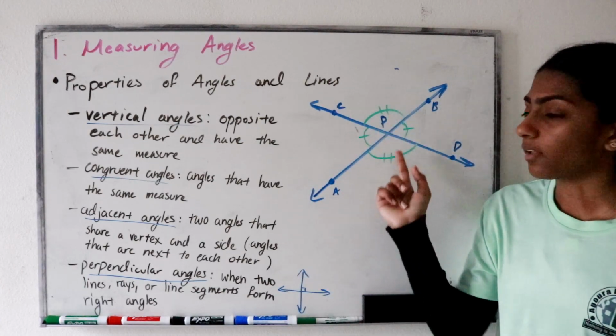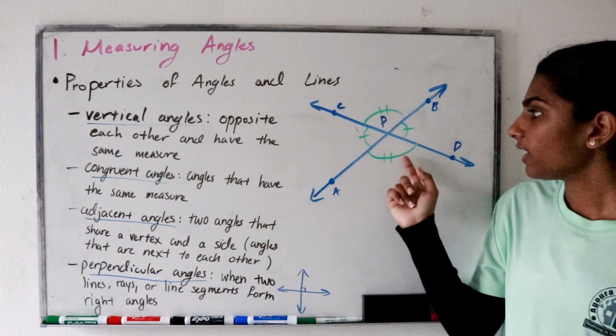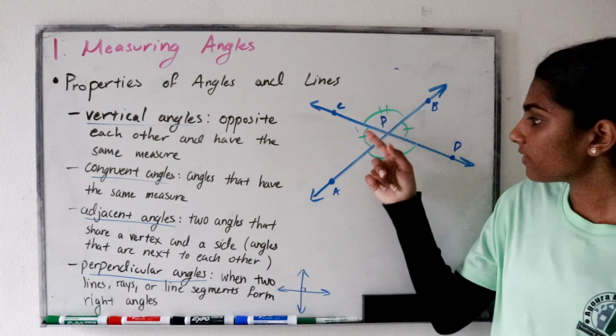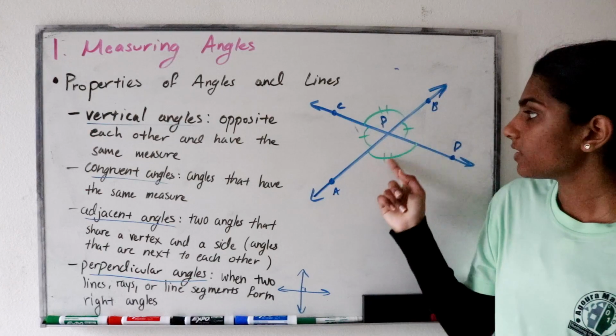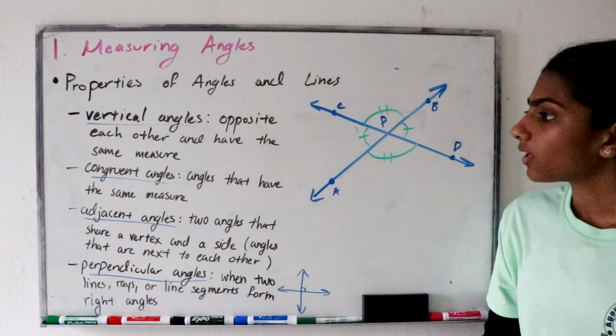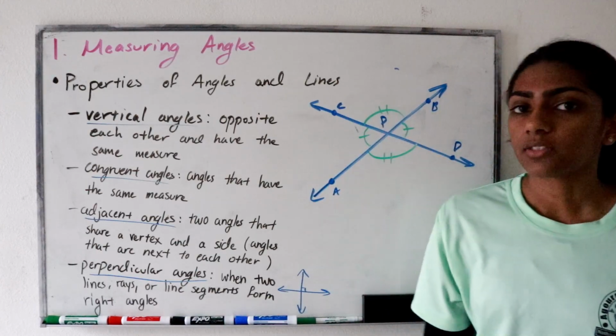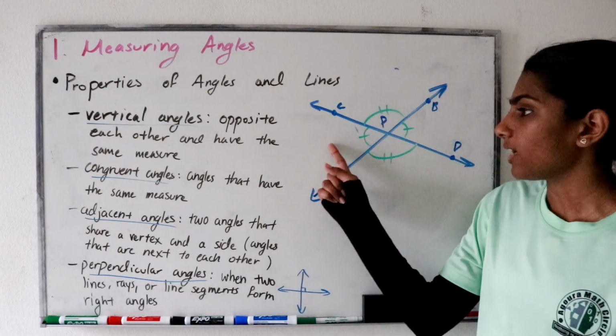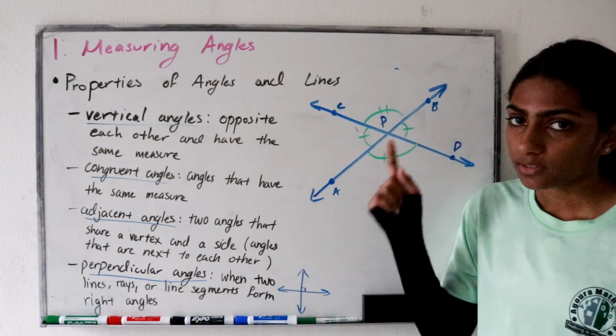Also, these 2 angles right here are opposite each other, so they have the same measure. Now they might not have the same measure as this angle, but they will have the same measure as each other. So congruent angles are angles that have the same measure. So you could say that vertical angles are always congruent angles.